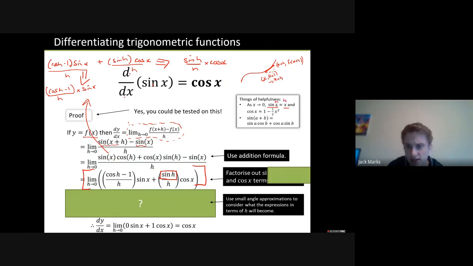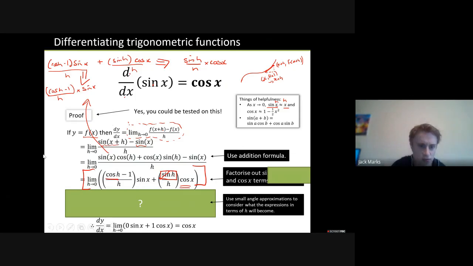So sine h is about h. In other words, this is a bit like h over h, which is 1, which would leave you with cos x. You can use that as a guide if you know what the result should be. So what happens over here?